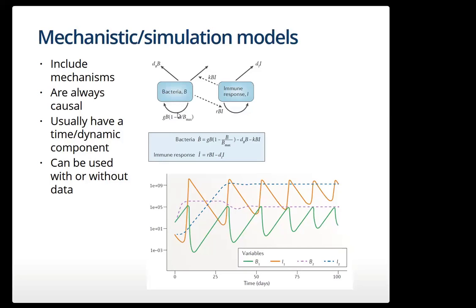For another set of parameters, you find something where the bacteria go up, the immune response goes up, and then both reach a pretty stable level. These are the kind of patterns you can explore and look at. You don't need data for that. And of course, you can apply data to those kinds of models.